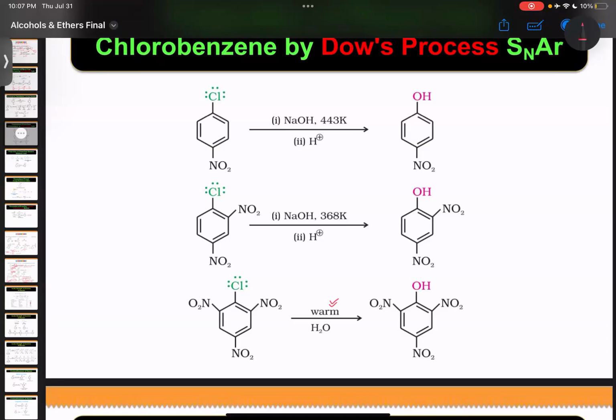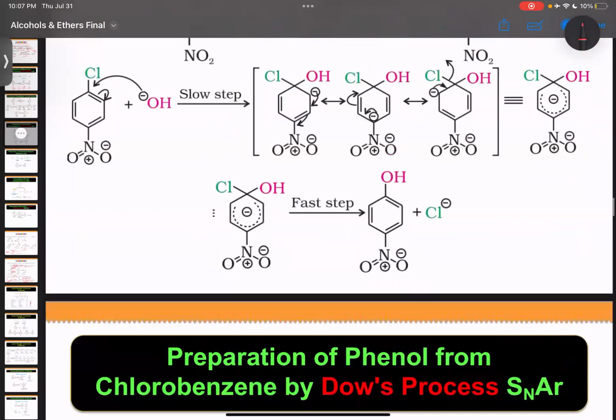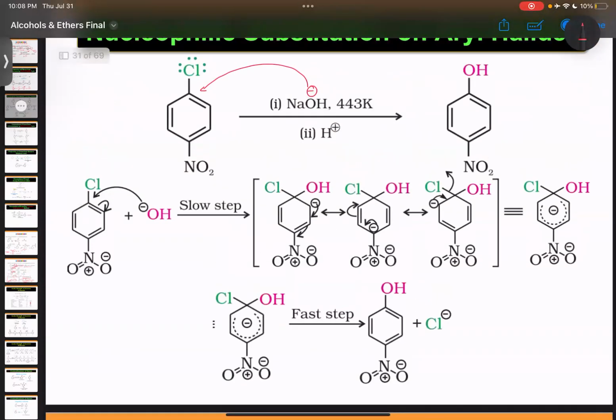What's the reason? Tell me. Look at this. The minus charge is passing through, because the minus charge is on those positions. So it will be the ortho and para positions. And if you have an NO2 electron withdrawing group, that can stabilize the negative charge. Okay, it is going to make the rate faster and faster.